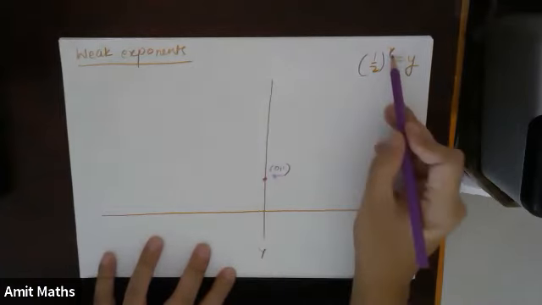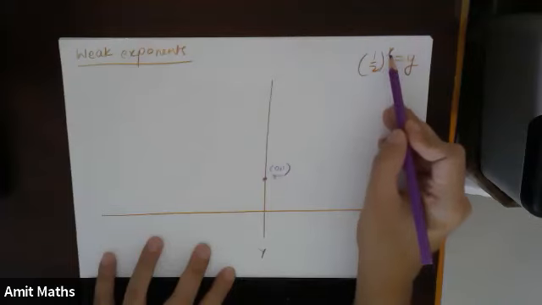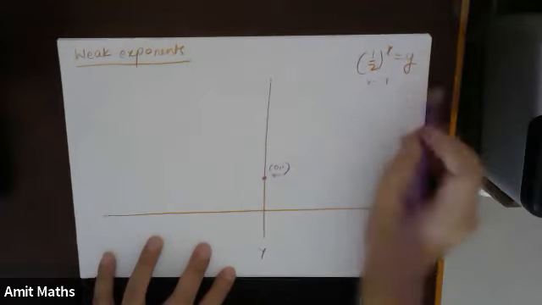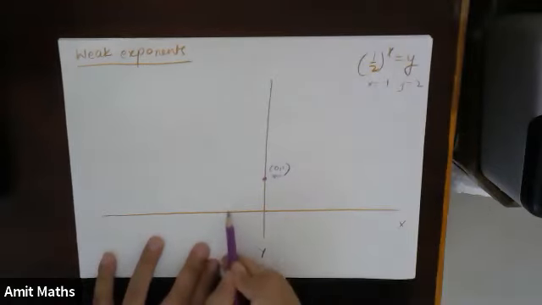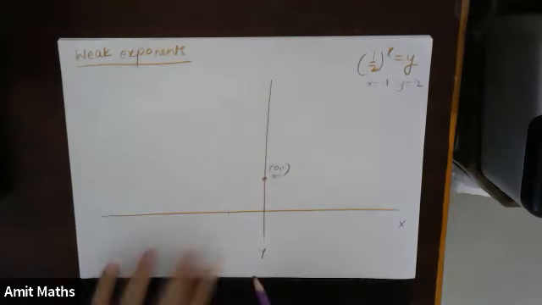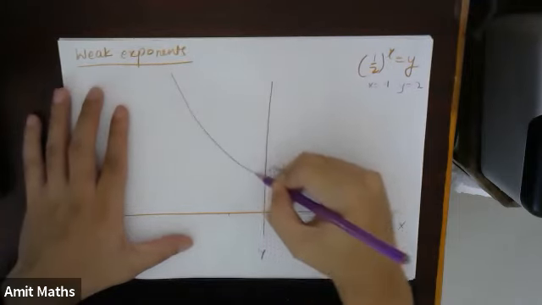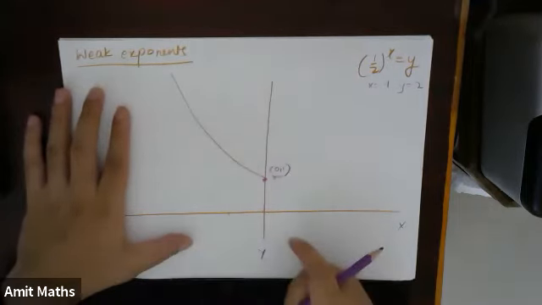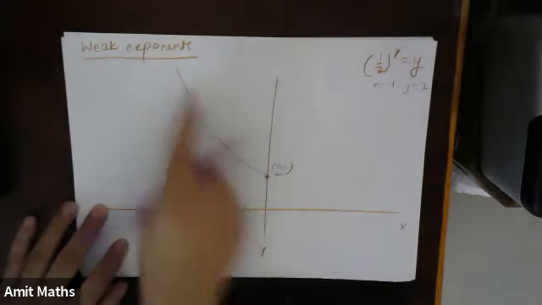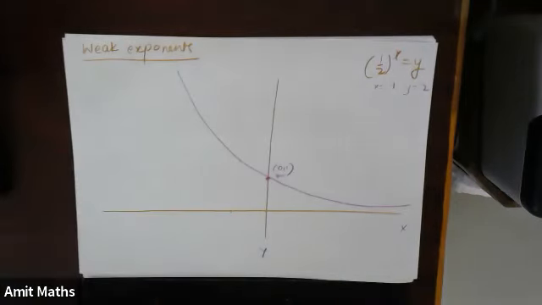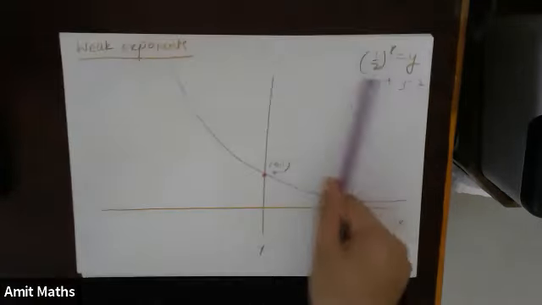Now let's take x is equal to -1. For x is equal to -1, y will be equal to 2. So that means the graph will look something like this. Now you must have figured out that the previous graph was this, and this graph is on the left hand side. So on the right hand side, what will the graph look like? Something like this. Understood? Fine. This was for 1/2.